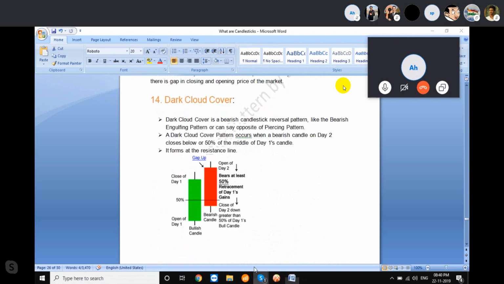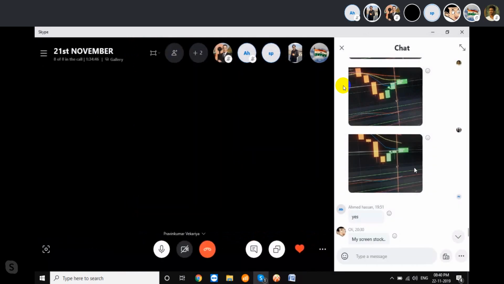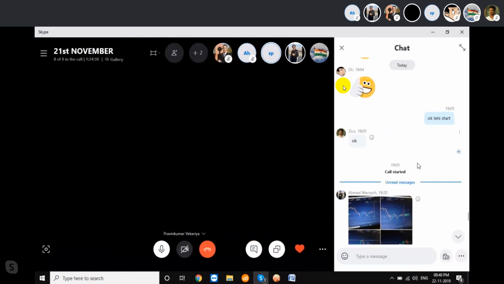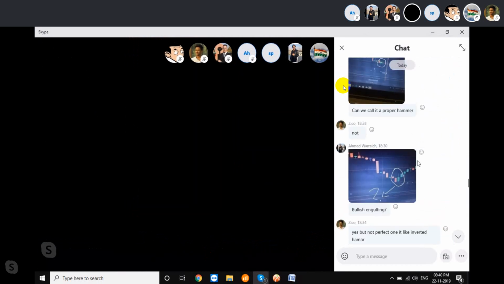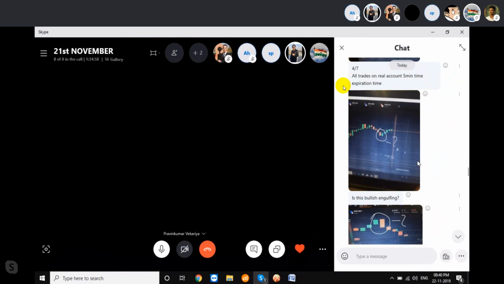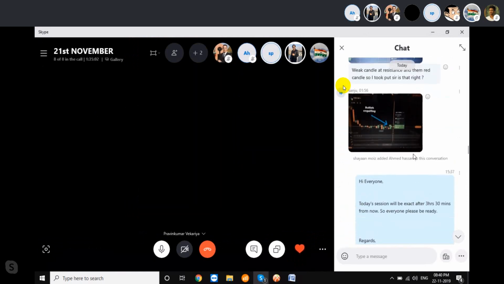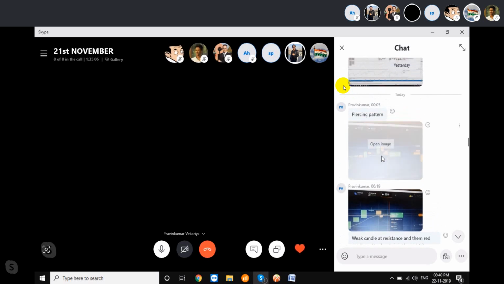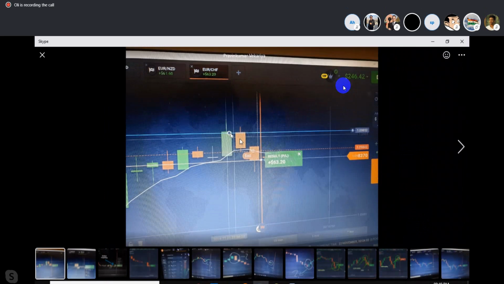See, I think Praveen took a trade based on that, right? Where is his screenshot? Praveen, yeah, it's there. This one. So you don't even know which candlestick pattern it is, right, Praveen? But you took it. It is nothing but a dark cloud cover.